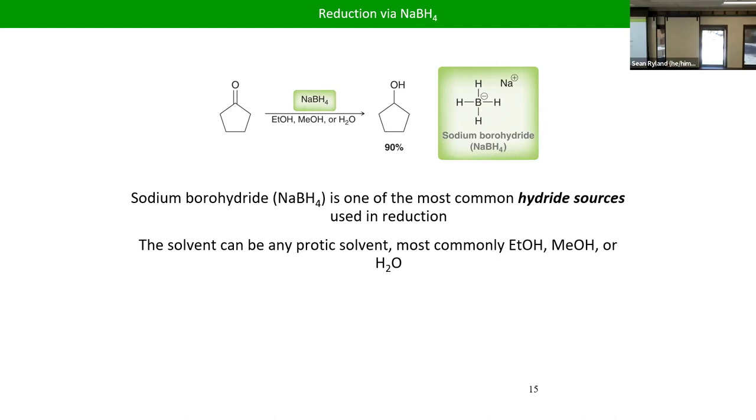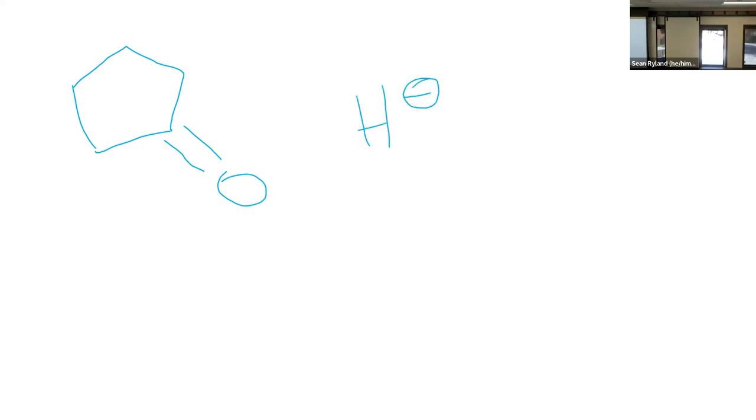Sodium borohydride is the go-to, because effectively what you do is you just start by adding a hydride. A hydride is a nucleophile. If you just think of it as a hydride, not as sodium borohydride, it's the same thing. It's a little bit like hydronium versus just an H plus floating around. If we have a hydride, what part of the molecule is it going to be attracted to? What's the mechanism going to look like here?